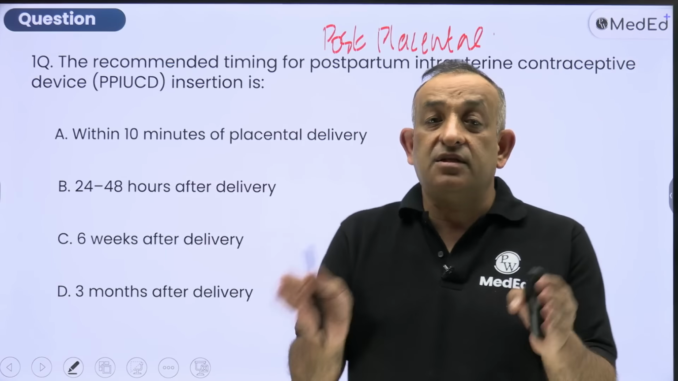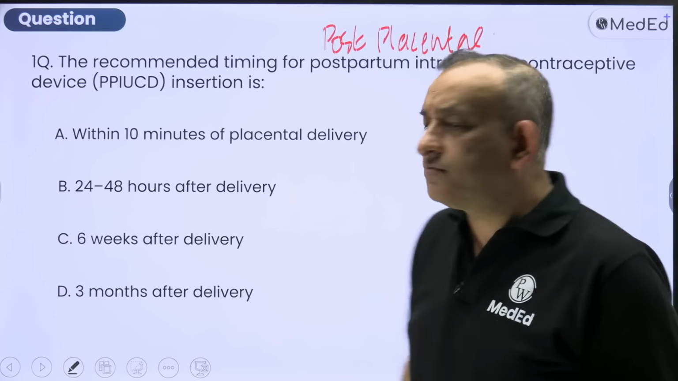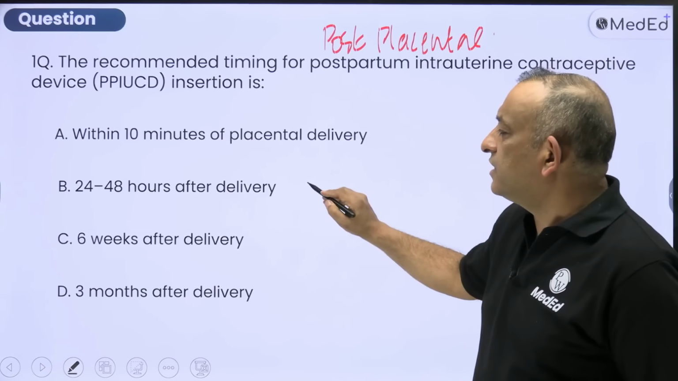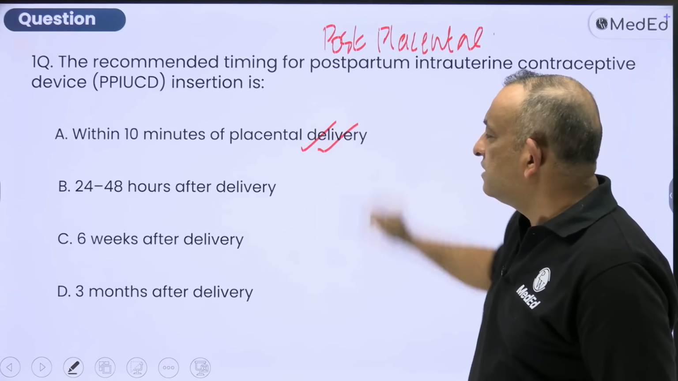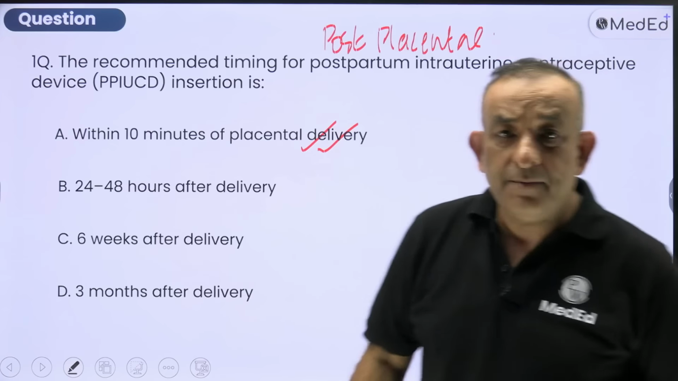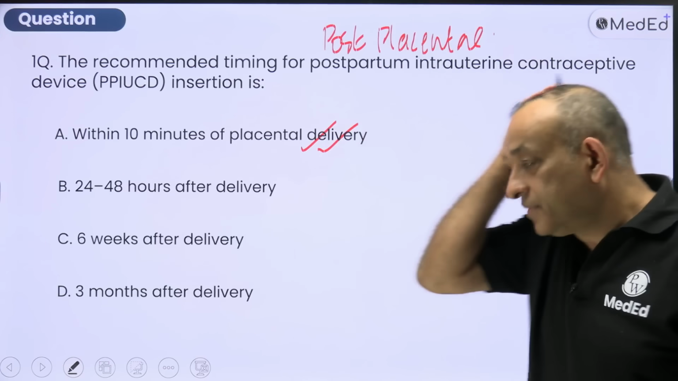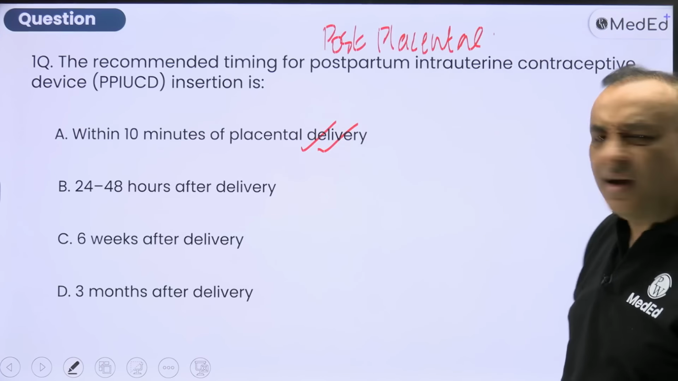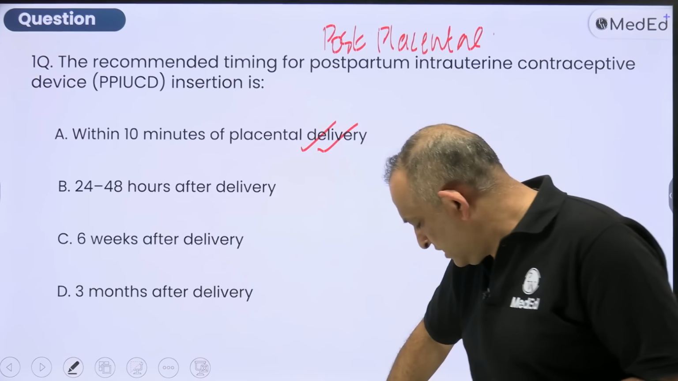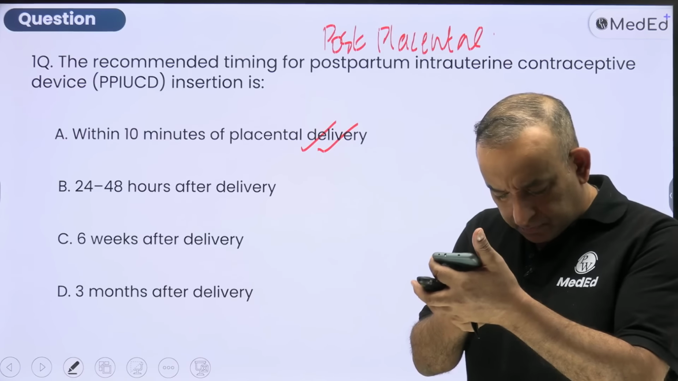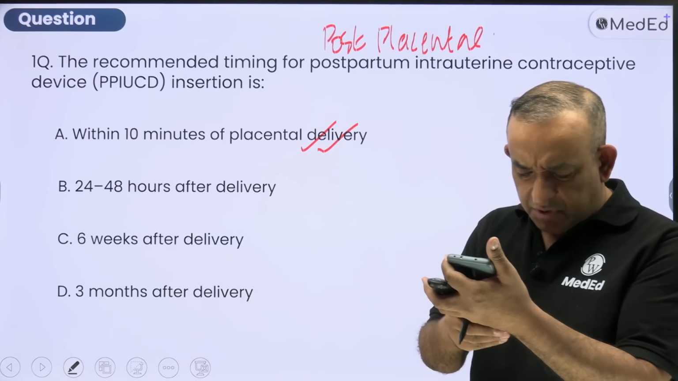Best time is in the first 10 minutes. You can do it up to first 48 hours. So yes guys, I'm sure you got this one correct. Within 10 minutes of the placental delivery, that's the best answer for this one. I'm sure all of you got it right. Right, next one, I think you want to ask me some questions on this. I don't think so. I'm sure you guys know it very well.